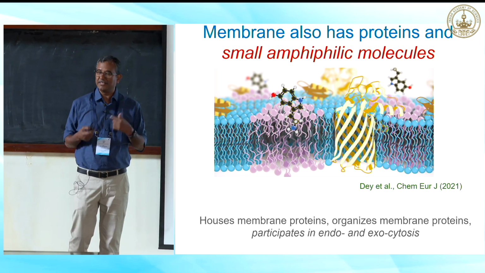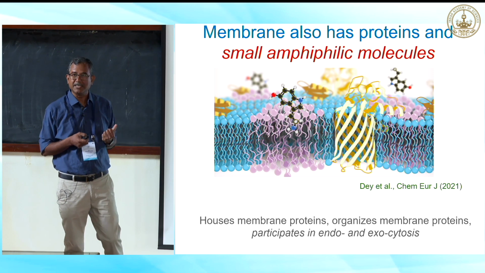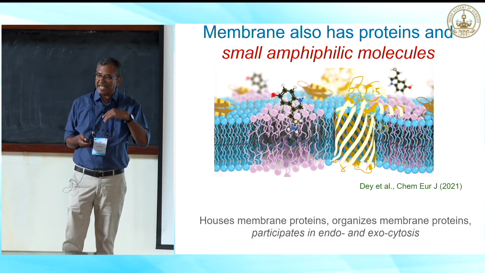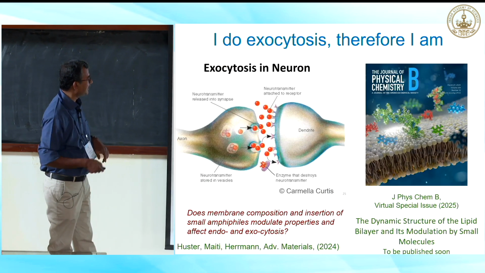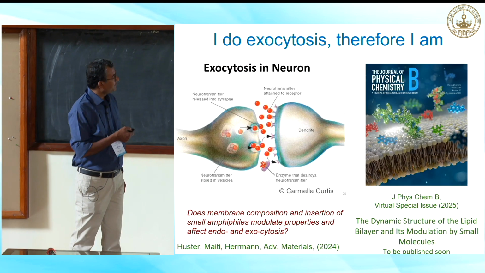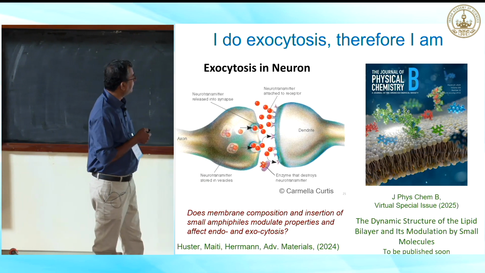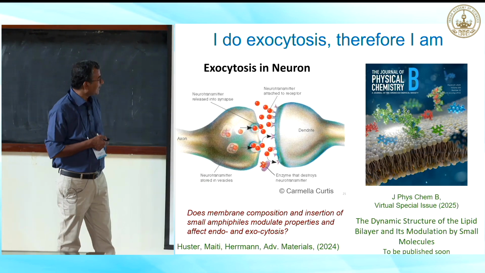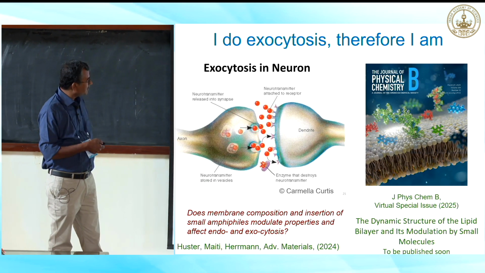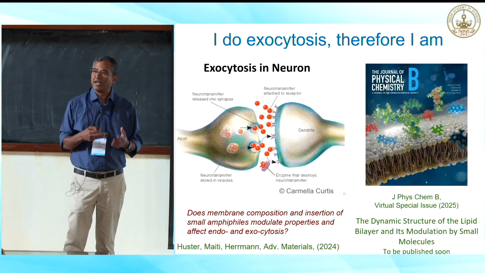We need to talk, we need to communicate, that makes us human, and the cells need to communicate to survive. Both transport of material and signal communication are very important. And cogito ergo sum, I do exocytosis, therefore I am, because in the neuron, when you are listening to me, exo- and endocytosis processes are going on all the time.